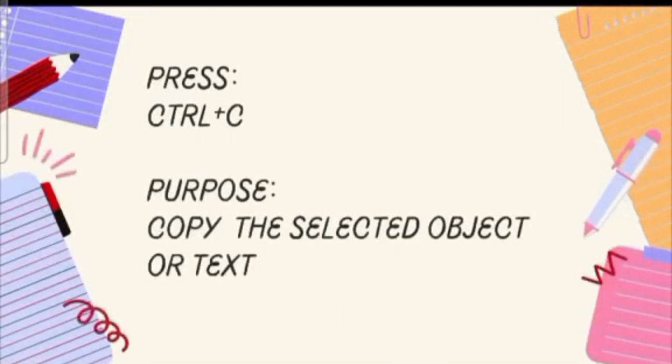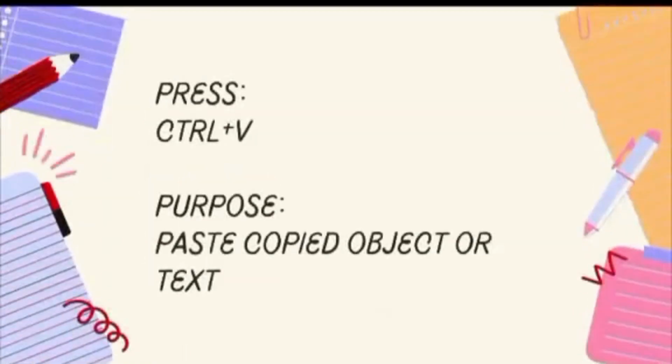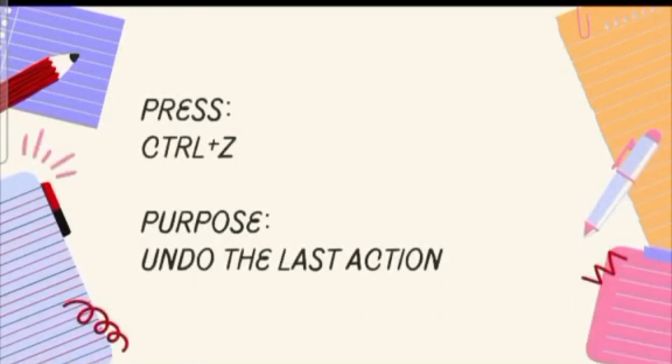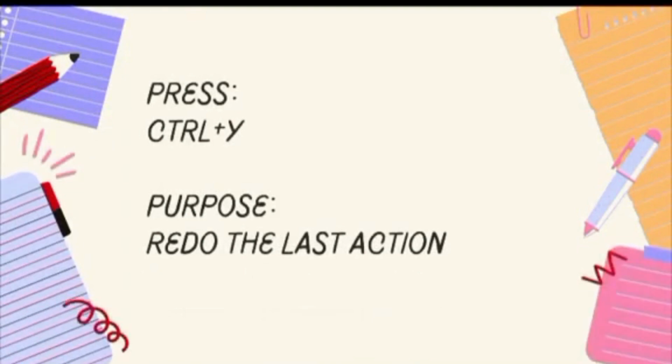If you want to copy the selected object or text, you will press Ctrl plus C from the computer keyboard. And when you want to paste that copied object or text, you will simply press Ctrl plus V. If you want to undo the last action, you will press Ctrl plus C. And if you want to redo the last action, like you thought it was done by mistake, then you will press Ctrl plus Y.